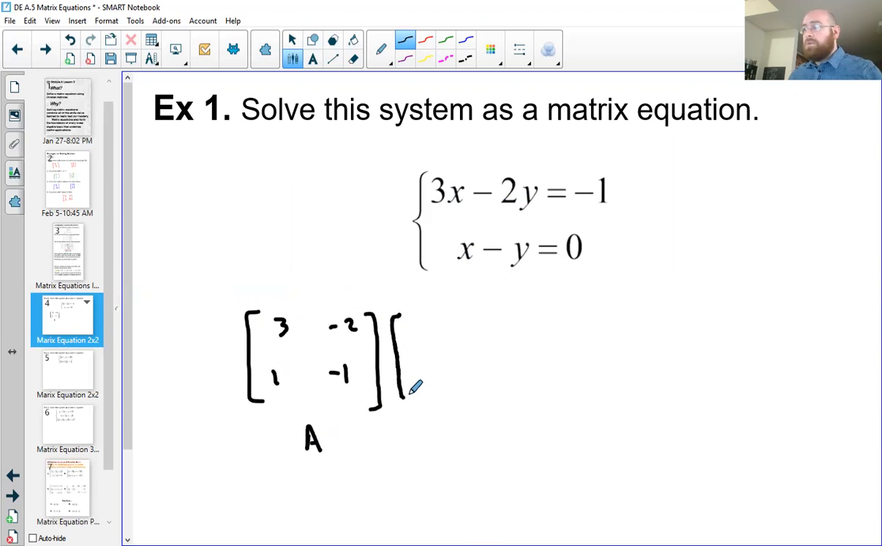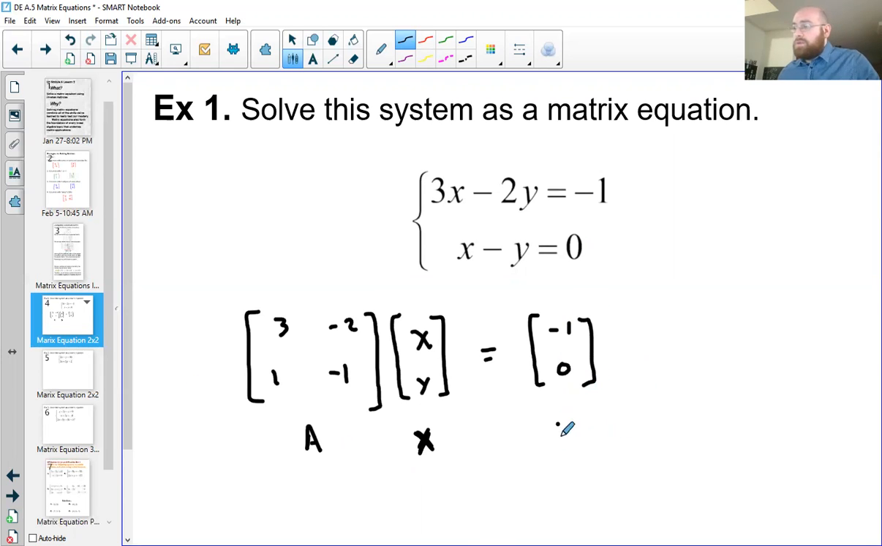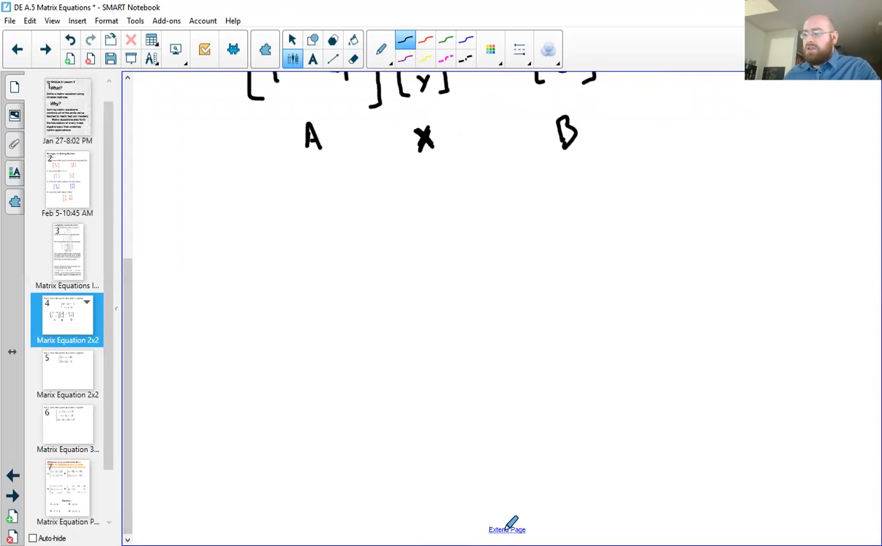Then our variable matrix is going to be our variables. In this case, our variables are x and y. So this is what we would call our bold capital X. And it's equal to the matrix of what our equation is equal to, so -1 and 0. And this would be B. So this is just setting up the equation.